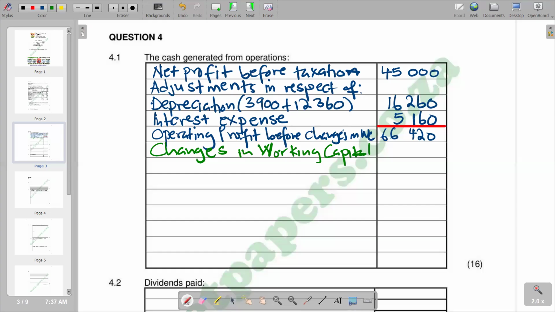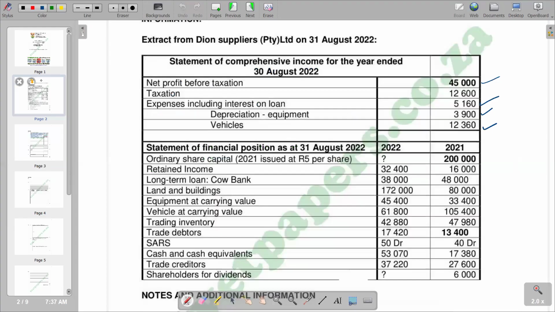We now have changes in working capital. So we are going to put the elements of working capital beneath that, and we notice in terms of the changes that we have. If you refer back there, we are going to look for elements of the current assets and also current liabilities.